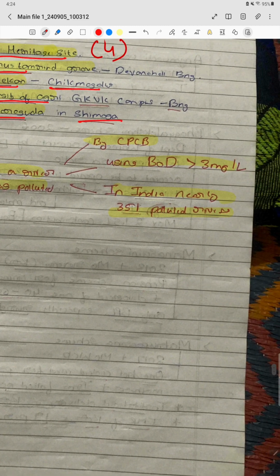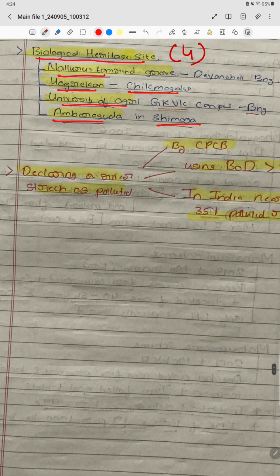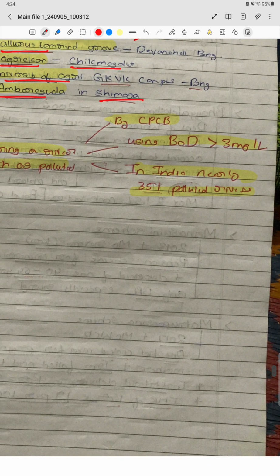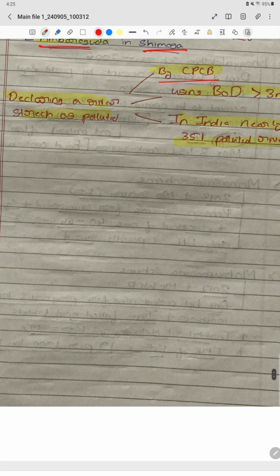Then here we have some news. What is the criterion for declaring a river as polluted? The classification that we consider to declare a river as polluted is done by CPCB, that is the Central Pollution Control Board, using the biological oxygen demand, where the pollution limit is 3 mg per liter, and in India it is nearly 35. Such a high number, na?